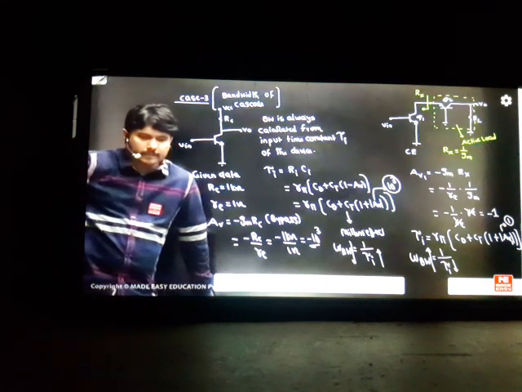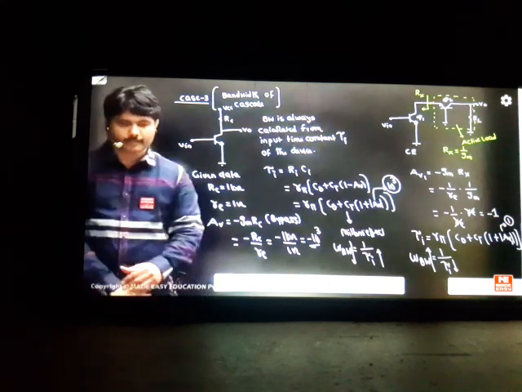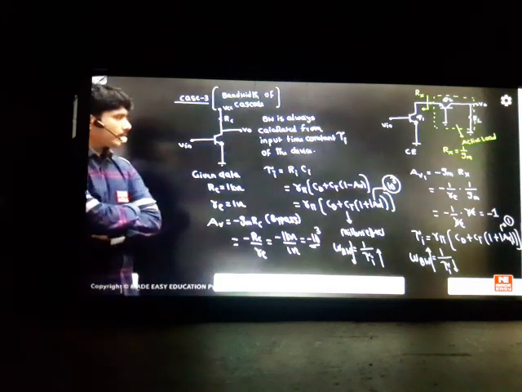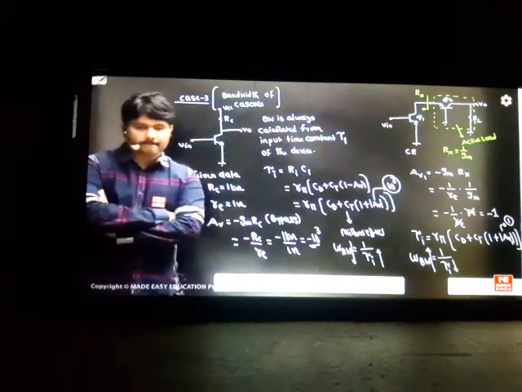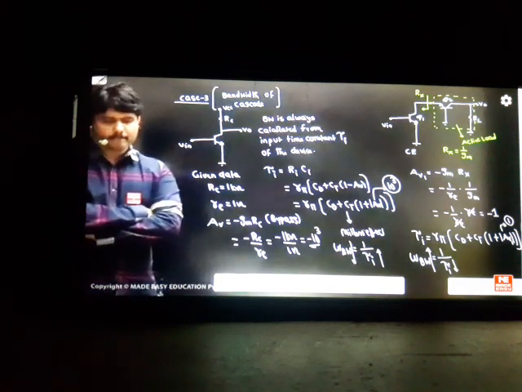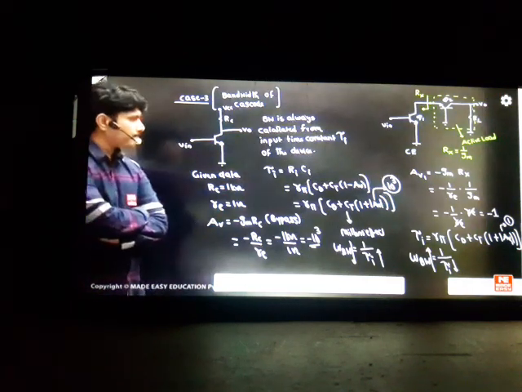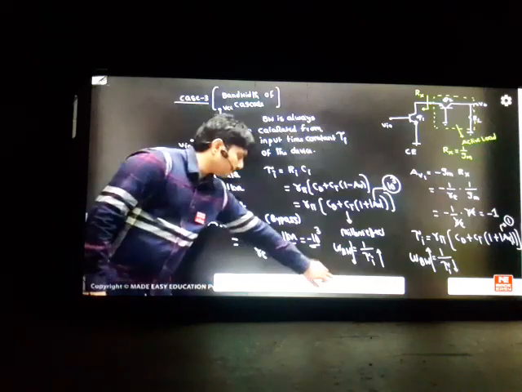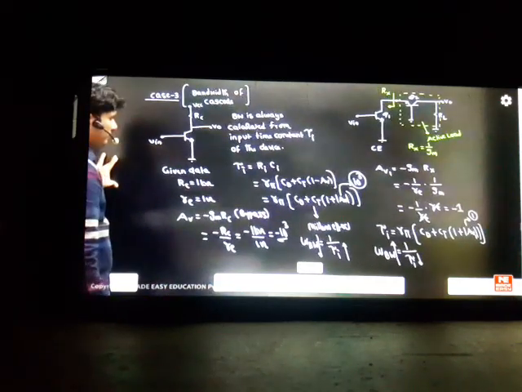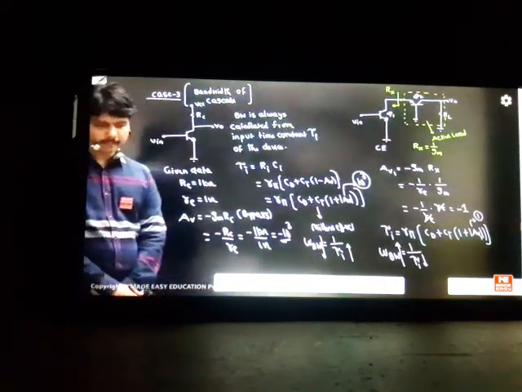So what is the importance of this topic? Let us write a conclusion and we'll start doing the final analysis. What are the main properties of a cascode system? So write this properly.